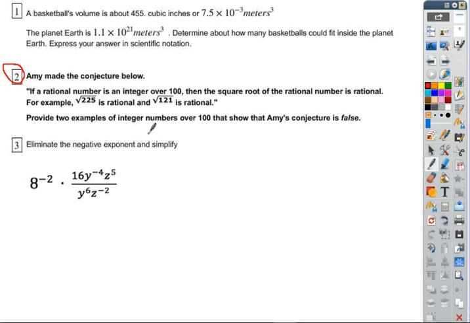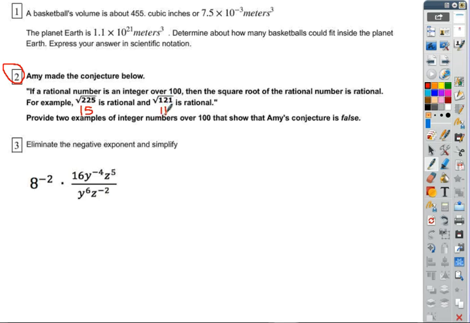Right. So for problem 2, Amy made the conjecture below. If a rational number... So a rational number is a number that can be described as a fraction with whole numbers. So knowing that, if a rational number is an integer over 100, then the square root of the rational number is rational. For example, the square root of 225 is rational, as well as the square root of 121. What is the square root of 225? 15. And the one of 121 would be 11.